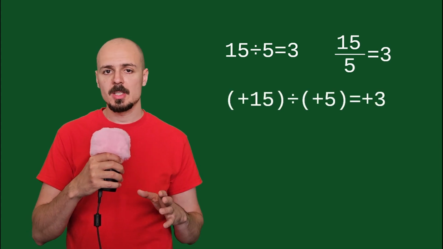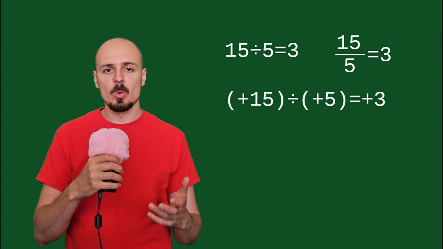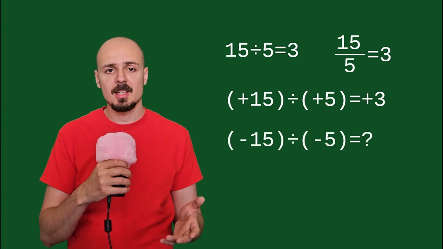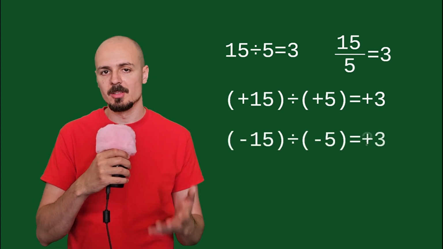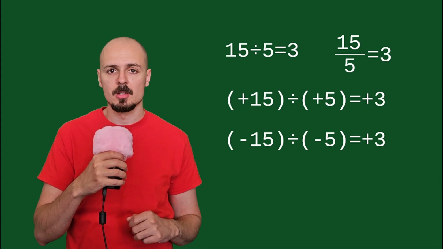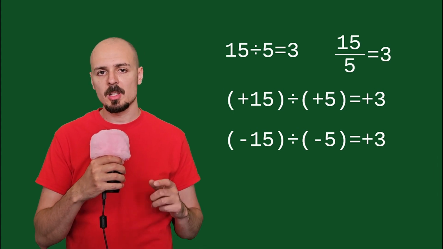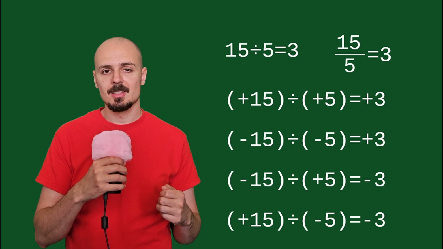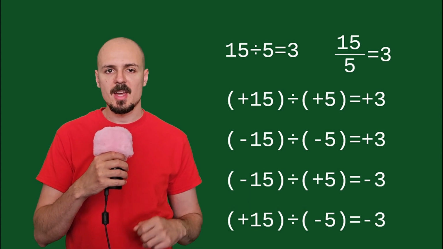Now if both the 15 and 5 are positive, then of course the answer will be positive 3. If they're both negative, then again, the answer is going to be positive 3, because the signs are the same. It's only when you have one negative and one positive number that you get negative 3 as an answer, like in these scenarios. Hopefully that makes sense.